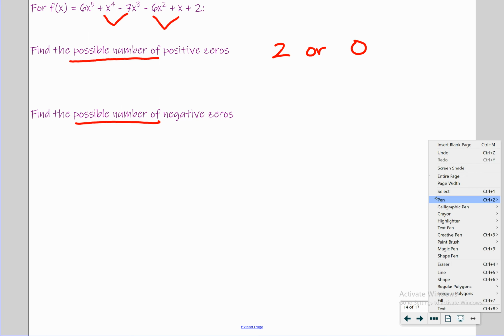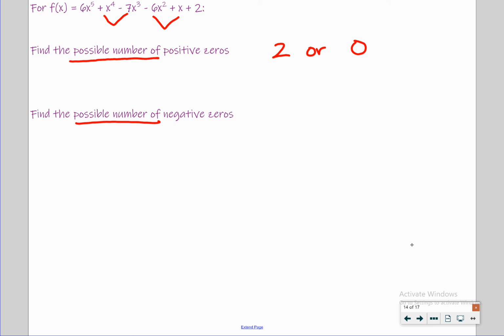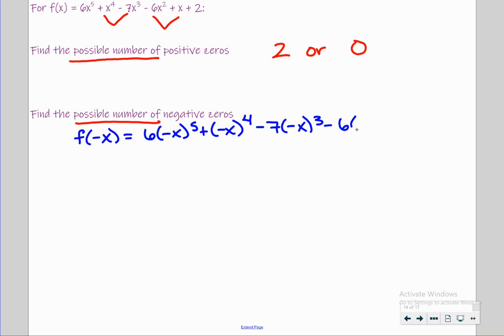What do you do to find the possible number of negative zeros? Plug negative x in first. So 6 times negative x to the 5th plus negative x to the 4th minus 7 times negative x to the third minus 6 times negative x squared plus negative x plus 2. And then the only thing that should change potentially is the signs here. Remember, you always do the power first before you multiply.